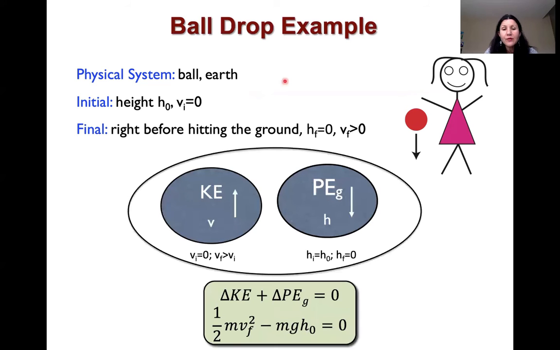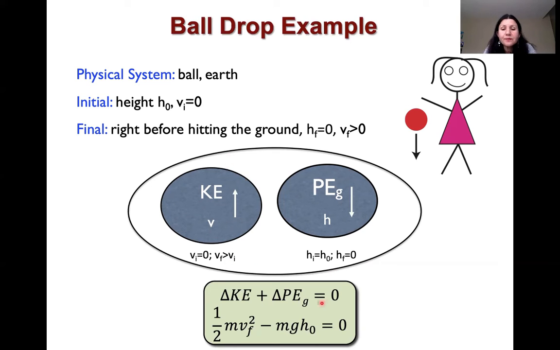Okay, so how would this energy interaction diagram look? Well, we know that the height of the ball is decreasing, so gravitational potential energy goes down from initial height to 0. And we know that kinetic energy goes up. Even if we didn't know that, energy conservation tells us that if we have a closed system where one energy goes down, the other energy has to go up. So the ball speeds up.